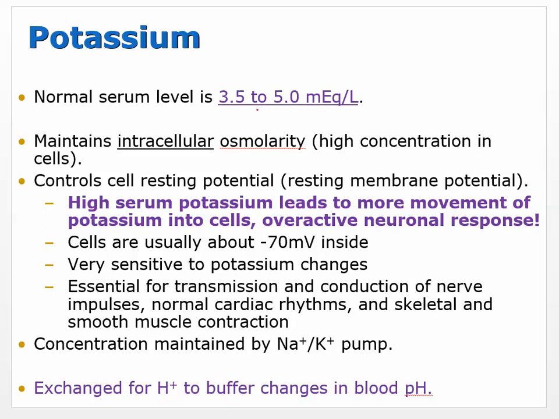Okay, let's talk about potassium. So normal serum level, 3.5 to 5.0. Again, on an exam, I will tell you whether it's high or low. You will ultimately have to memorize that, but I'm more interested in understanding the pathophys here.